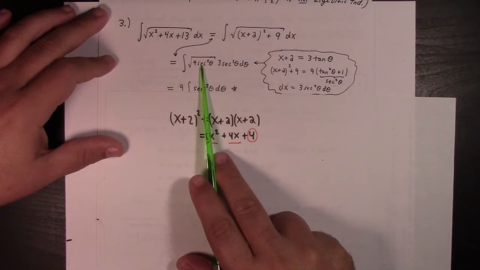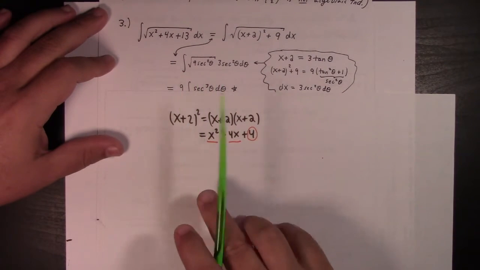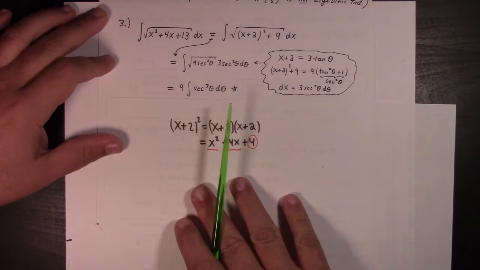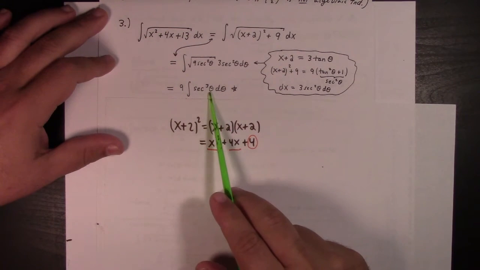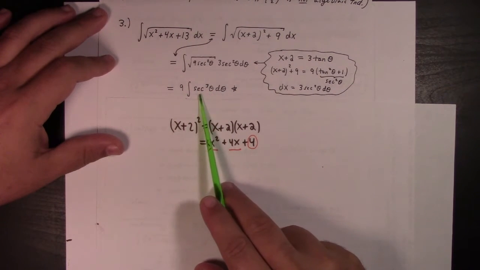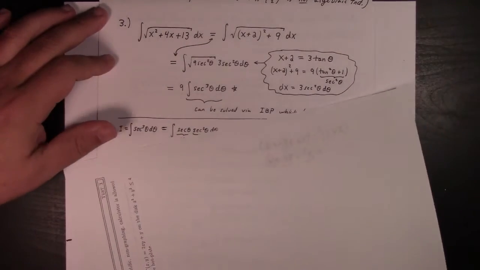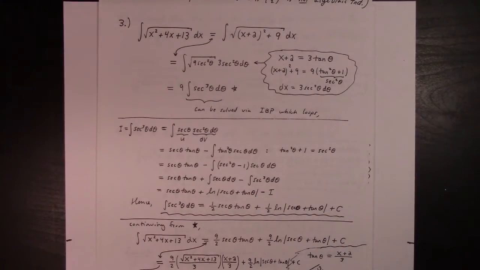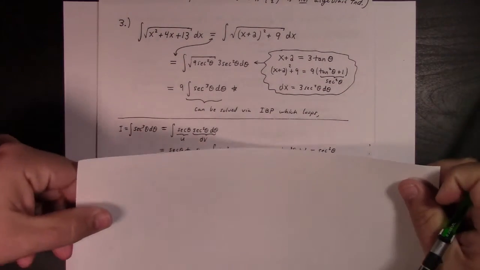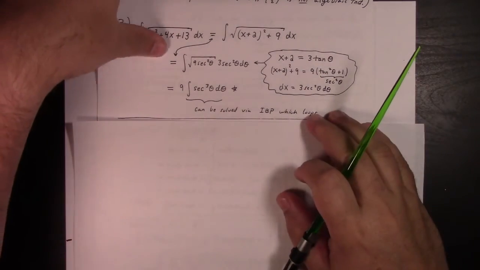So the square root of 9 secant squared leaves me 3 secant, and 3 times 3 is 9. We have the integral of secant cubed. Oh, integral of secant cubed. This is not one I did in the previous lessons. This requires me to actually stop and think a bit. Let me get a different sheet here. This can be solved by integration by parts with a loop. Here, I'll show you that.